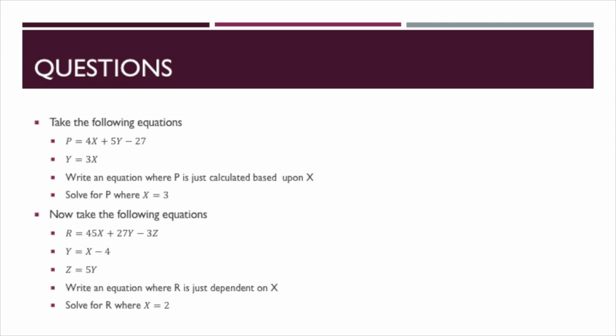Now take the following equations. R equals 45x plus 27y minus 3z, y equals x minus 4, and z equals 5y. Now we want to write an equation where r is just dependent upon x, so we want to eliminate the z and y, and then solve for r where x equals 2. Now remember, with this one, you're going to eliminate the z's first, and then you're going to eliminate the y's. Go ahead and pause the video to answer these questions. It'll probably take you some time.